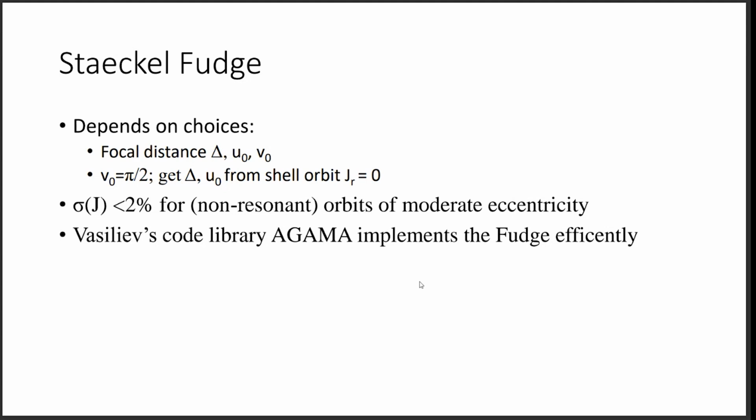So if you keep away from resonant orbits, we'll be talking about those later, you'd like J always to get the same value. Actually, you get actions which vary along the orbit, but typically by 2% or at most 5%. So for real galactic potentials, it works reasonably well. And Eugene Vasiliev in 2018-19 released a library of galaxy modeling software, AGAMA, that implements this fudge incredibly efficiently.